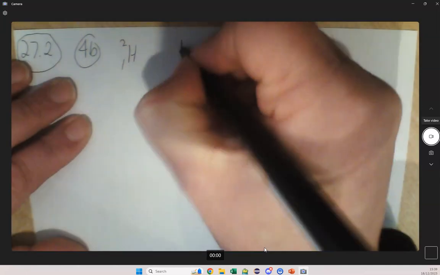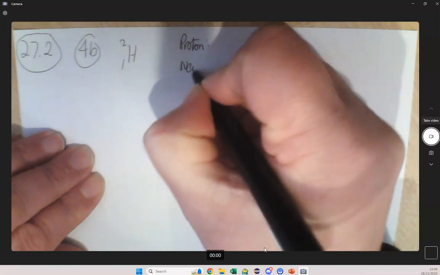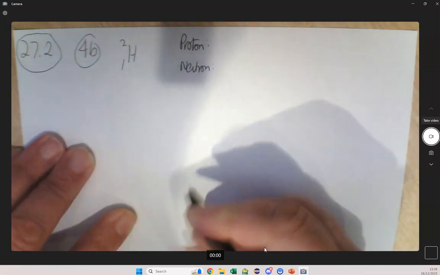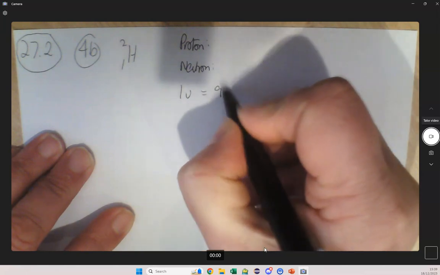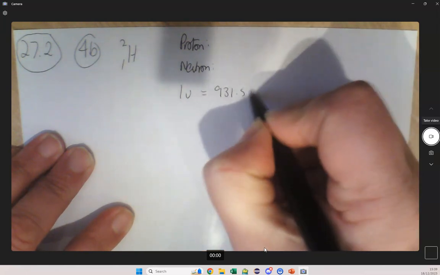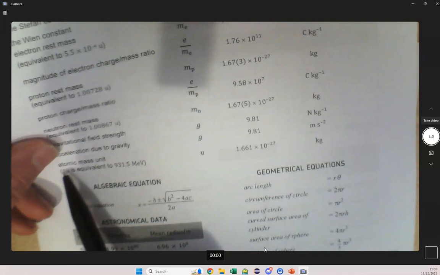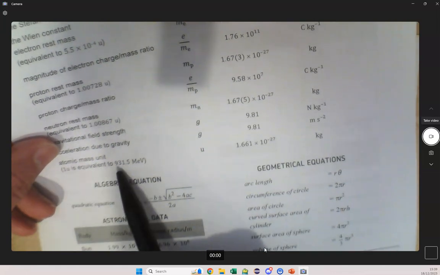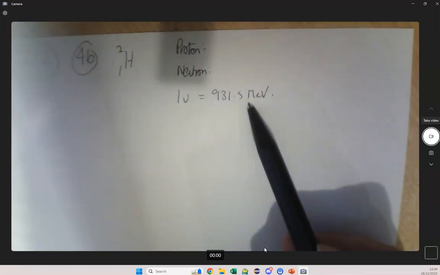Now to do that, what we're going to need to know is the rest mass of a proton, the rest mass of a neutron, and how we convert from U across to mega electron volts, which is that scaling factor there. So if I go through this, I'll see what I'm doing. First off, it said that one atomic mass unit, 1 U, is equivalent to 931 mega electron volts. So that's what I've written down because I can remember.